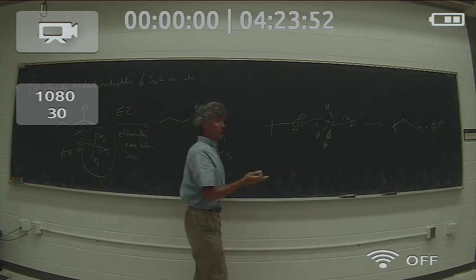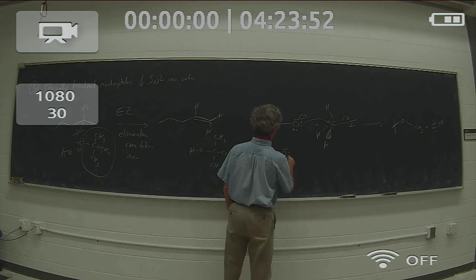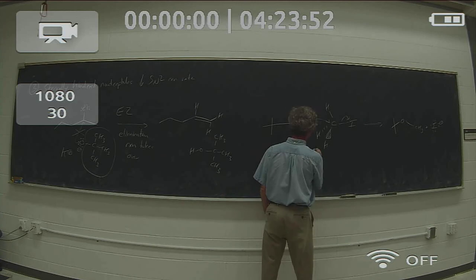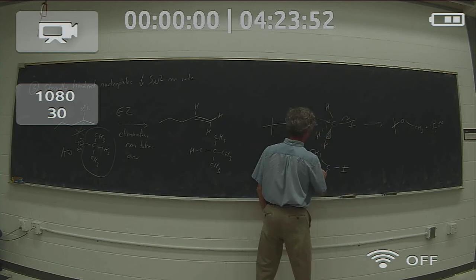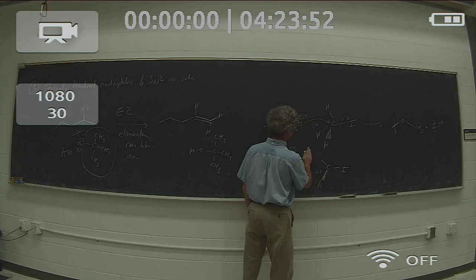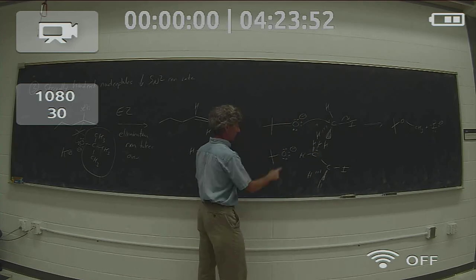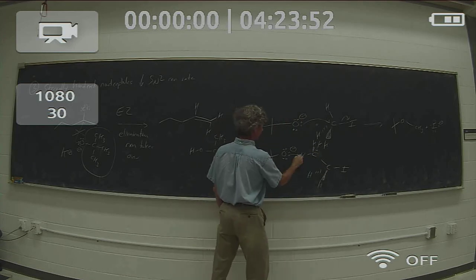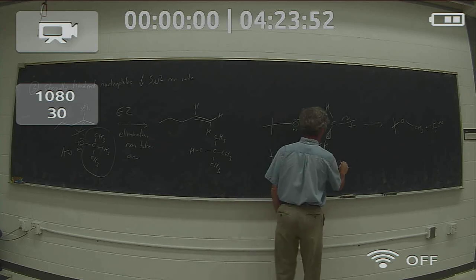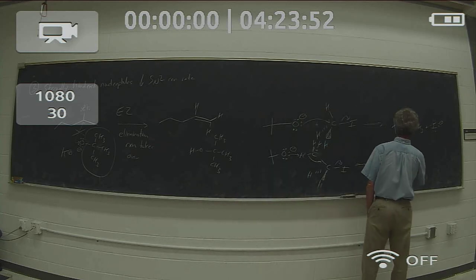Even if you react potassium tert-butoxide with just an ethyl group, you will have introduced enough steric hindrance that the tert-butoxide ion will not attack that carbon, it will attack the hydrogen in the beta position instead. And you will get an alkene as your product.